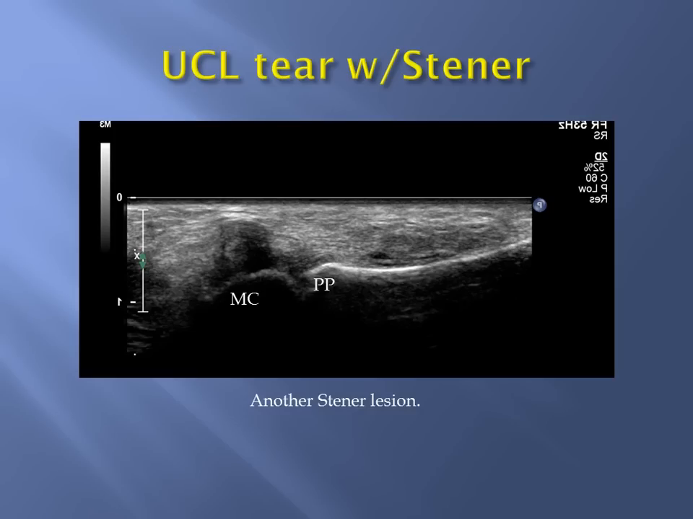This is just another example of an ulnar collateral ligament tear with a Stener lesion. The arrows depict the adductor aponeurosis, and the ulnar collateral ligament is proximally retracted and superficial to the adductor aponeurosis.